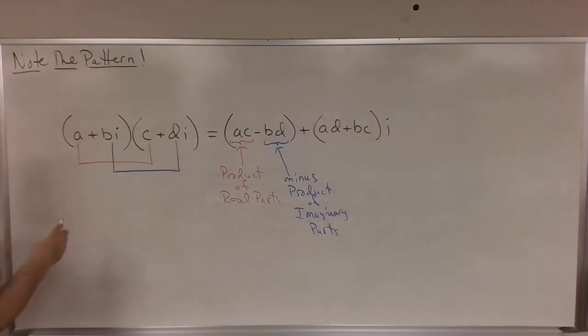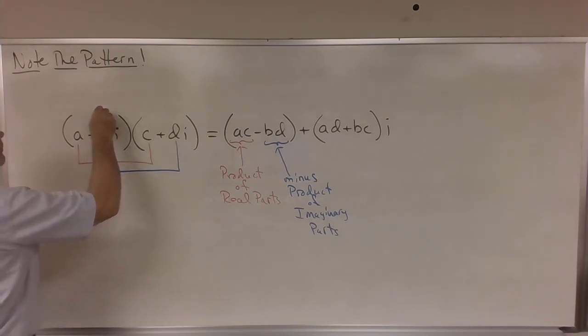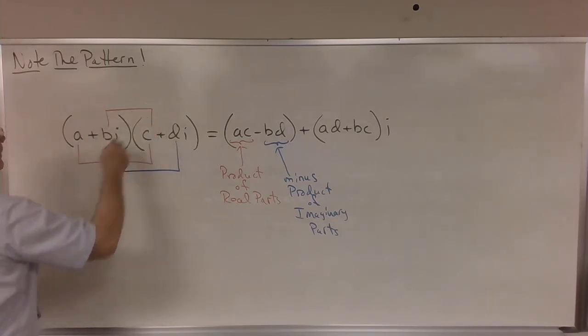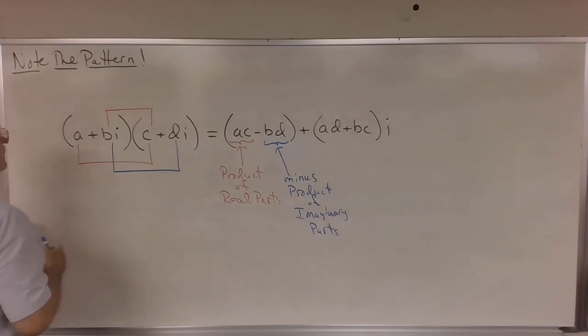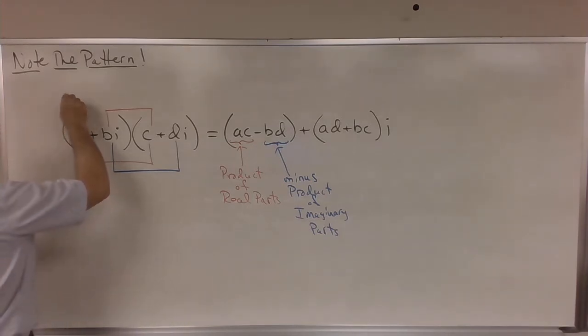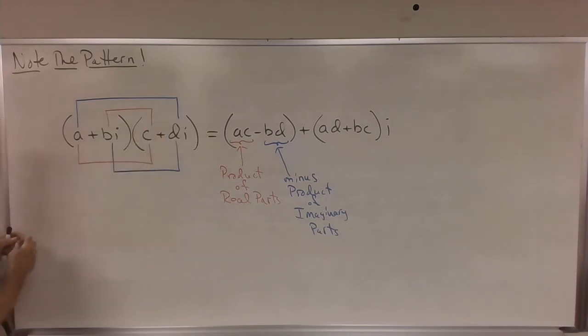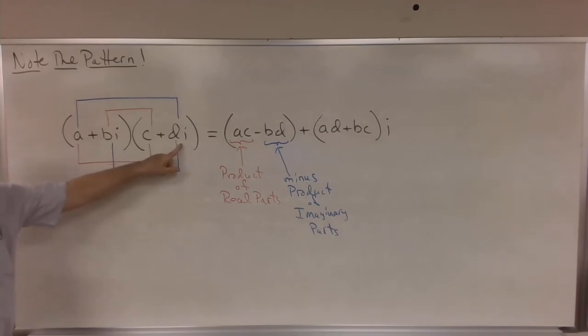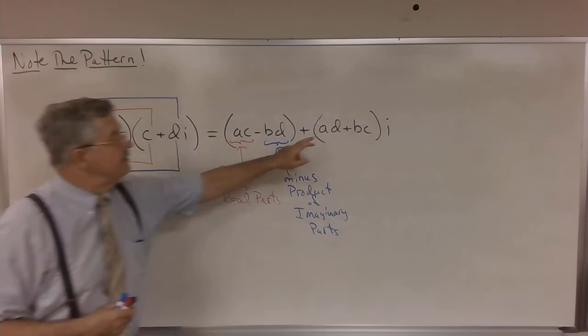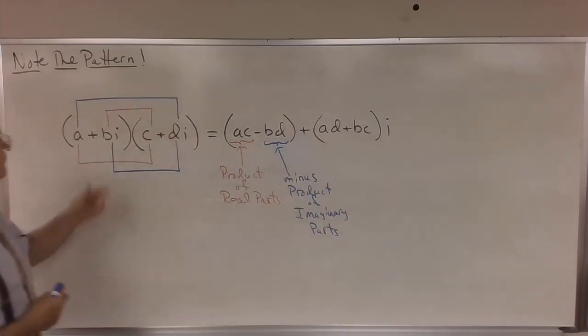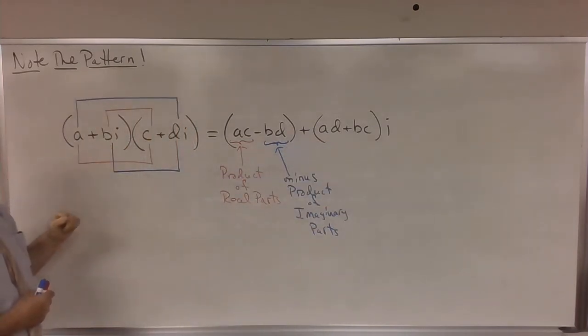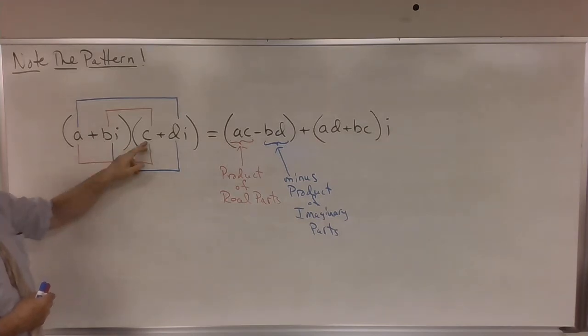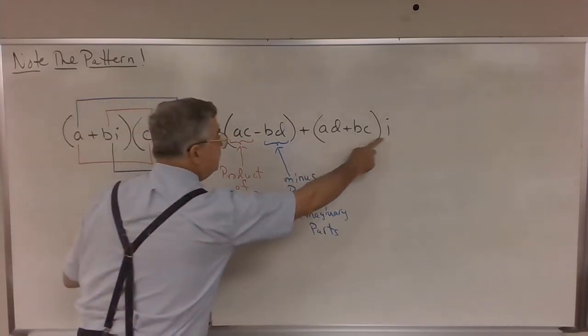Let's see. The inner and the outer. If we take the product of the outer, we have a real times an imaginary. That's imaginary. ad times i. And if we take the inner, it's going to be an imaginary times a real, which is imaginary. bc times i.